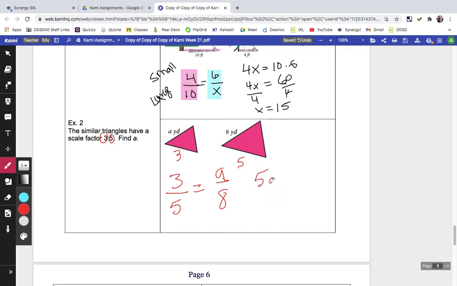So 5a equals 3 times 8. 5a equals 24. Divide by 5, 24 divided by 5. A is equal to, let's see, it goes in there, 4 and 4/5, or 4.8.